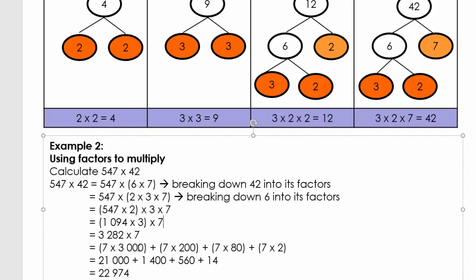And then 7 times 3,000 is 21,000. 7 times 200 is 1,400. 7 times 80 is 560. And 7 times 2 is 14. And we added that up. If you can't add it up from here, remember again, you can break these further, the 1,000 and the 400 and the 50 and the 60 and the 10 and the 4, making use of expanded notation, and then add it up.